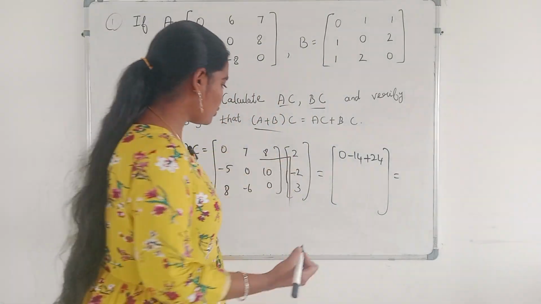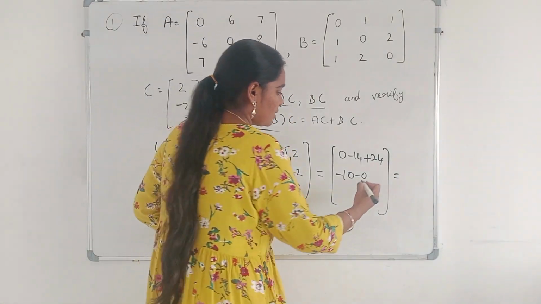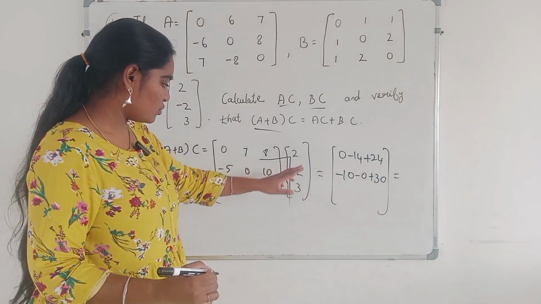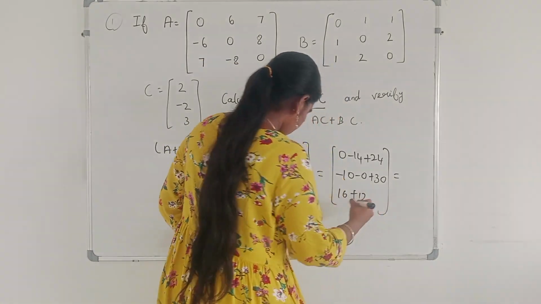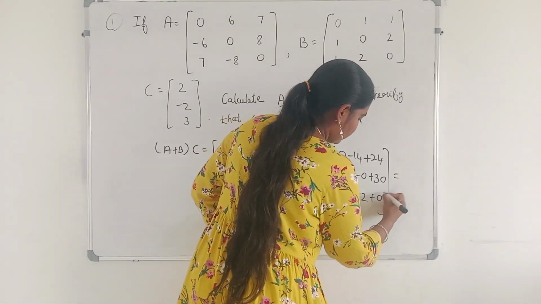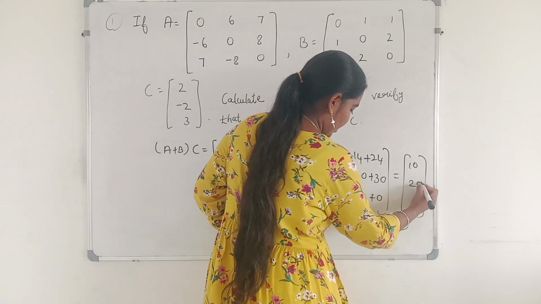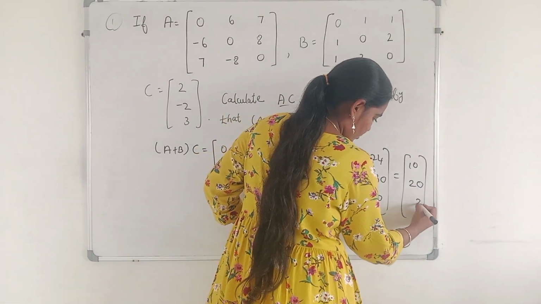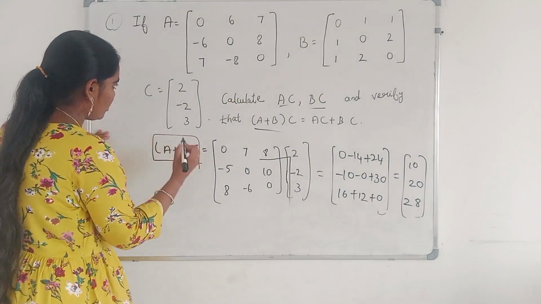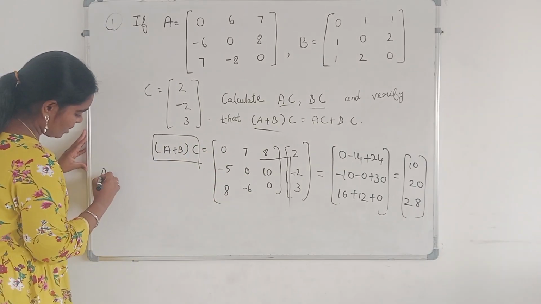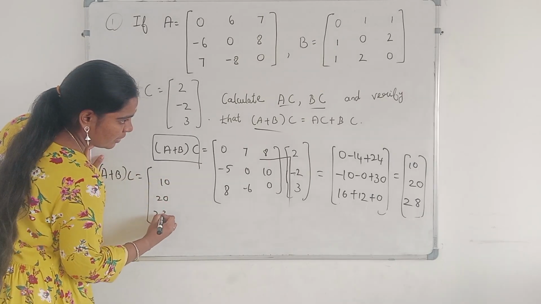Minus 5 into 2, minus 10. 0 into minus 2, minus 0. 10 3s are 30. Next 8 2s are 16, minus 6 into minus 2, plus 12, 0 into 3 plus 0. So minus 14 plus 24, 10. Minus 10 plus 30, 20. 16 plus 12, 28. This is your value of (A plus B) into C, equal to 10, 20, 28.